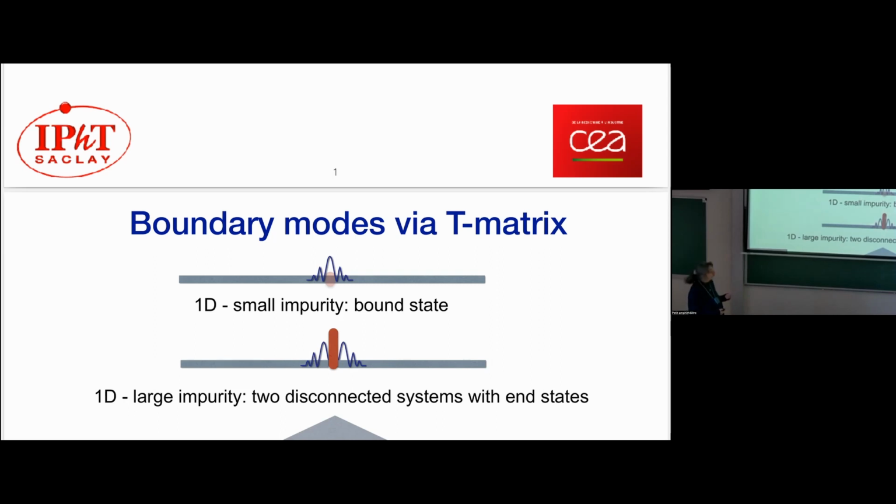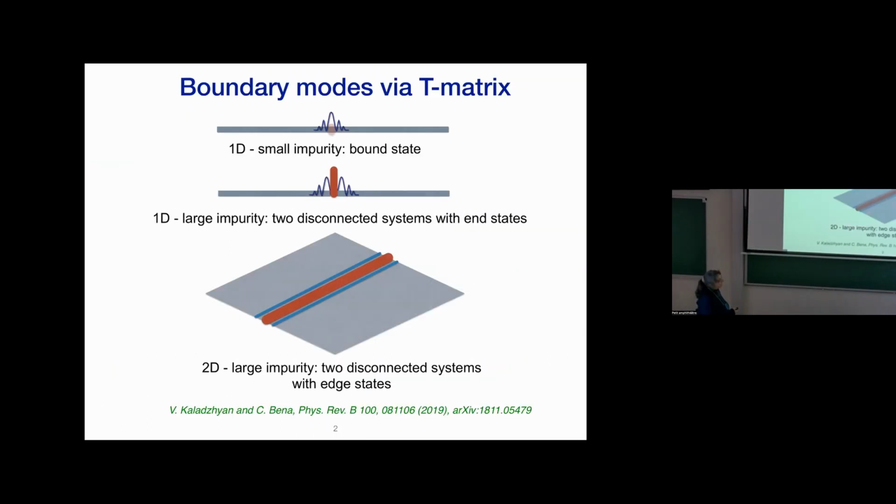So we expect that the bound states associated with the impurity are going to become edge states or end states when the impurity goes to infinity. So that's the intuition behind this approach. In one dimension, I'm adding an impurity, and when my impurity goes to infinity, I'm forming end states of a wire.